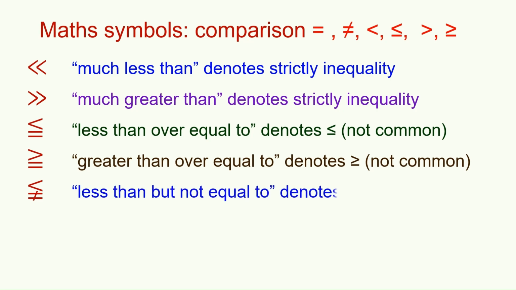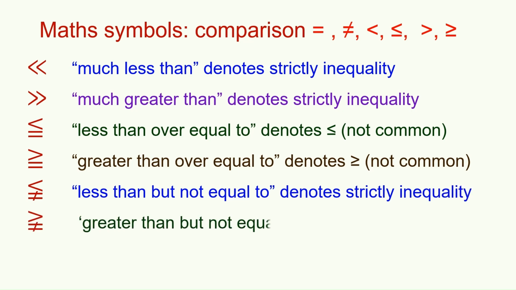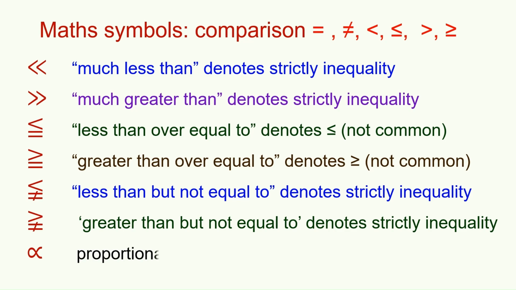Less than but not equal to denotes strict inequality. Greater than but not equal to denotes strict inequality. Proportionality: the sign of proportionality, read as proportional to.